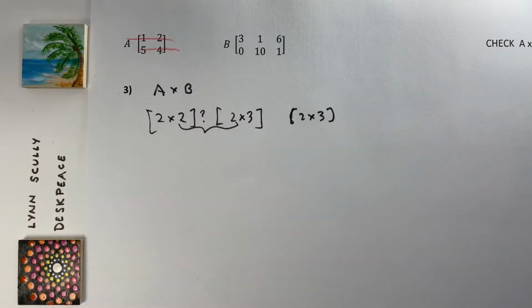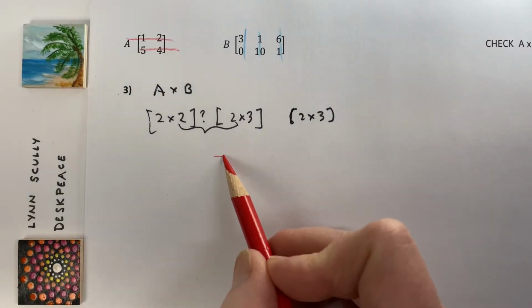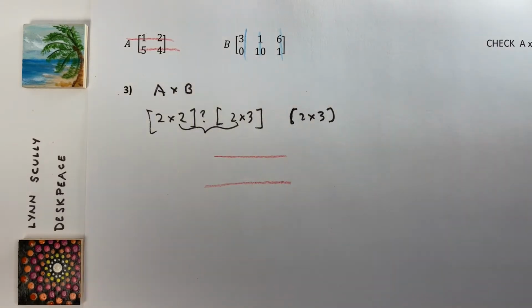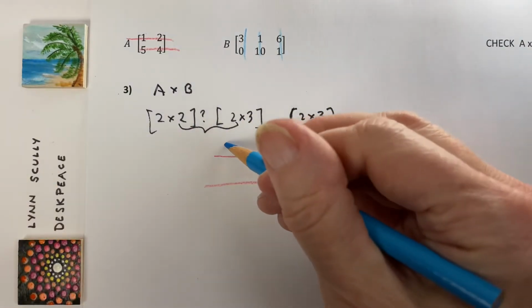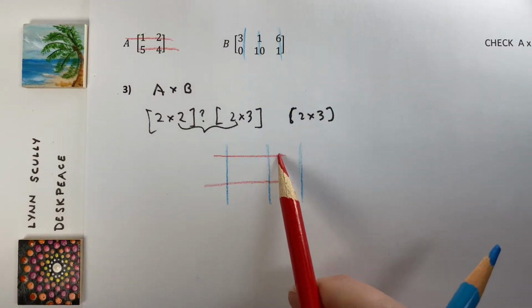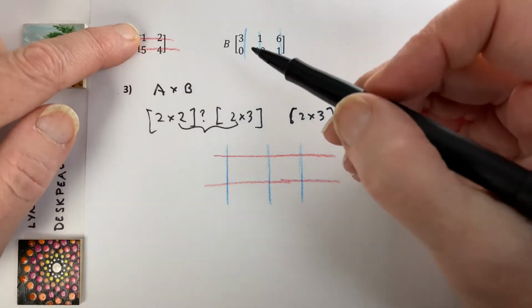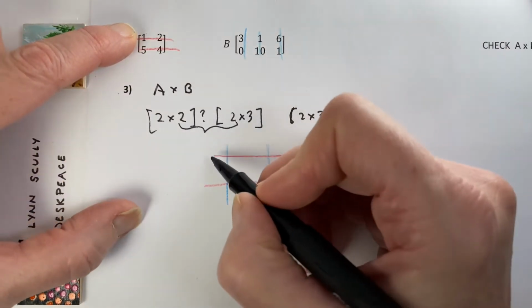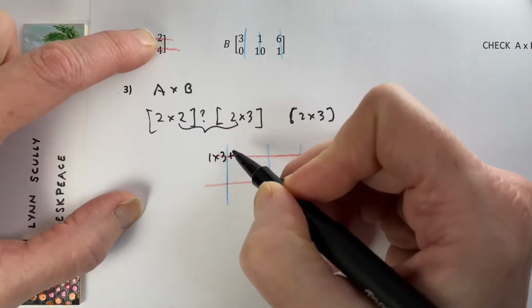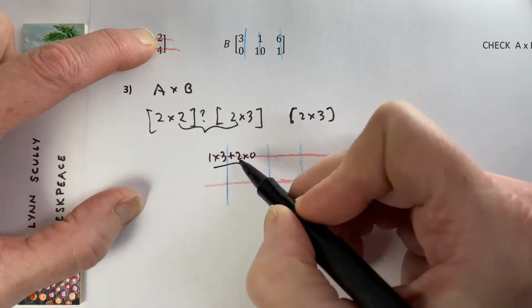So I'm going to go rows, columns. Here's my rows, and here's my columns. So I have to extend that a little bit. So now here we go. It's going to go 1 times 3 plus 2 times 0. That's that one.